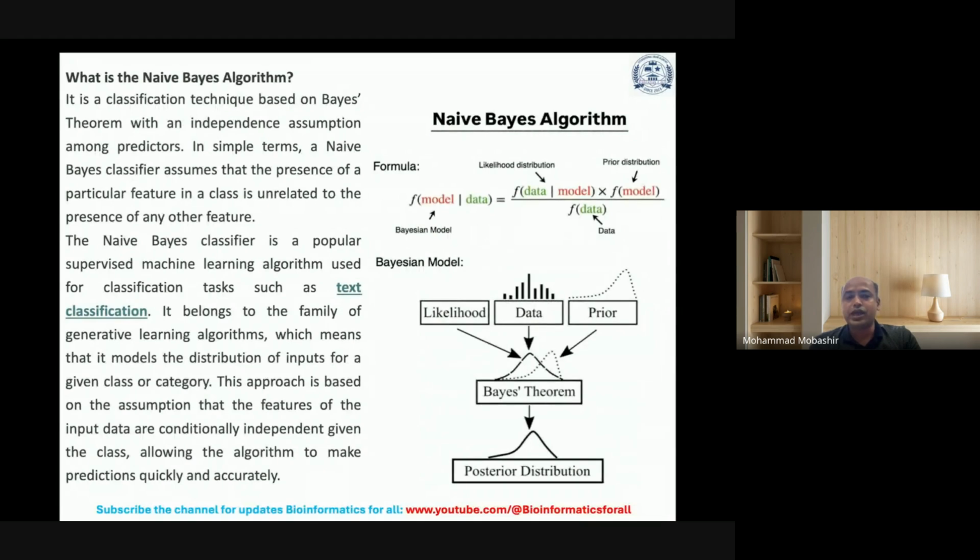such as text classification. It belongs to the family of generative learning algorithms, which means that it models the distribution of inputs for a given class or category. This approach is based on the assumption that the features of the input data are conditionally independent given the class, allowing the algorithm to make predictions quickly and accurately. Then this is the working model on the right side. The equation will remain intact as I have mentioned earlier, and the model could look like this: likelihood, data, prior, and then Bayes theorem, then posterior distribution.